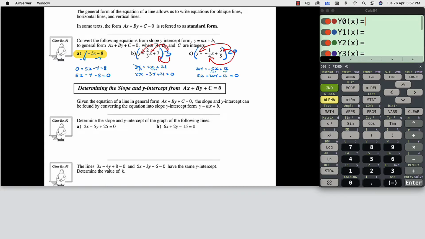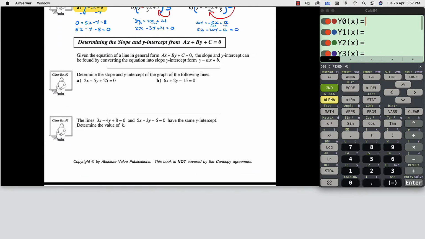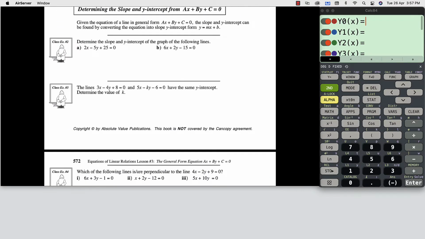Okay, now let's move down here into class example number 2. It says determine the slope and y-intercept of the following line. So in this case, we can't really pull that from the information that we see in general form, so we need to take it from general form and put it back into the slope-intercept form.